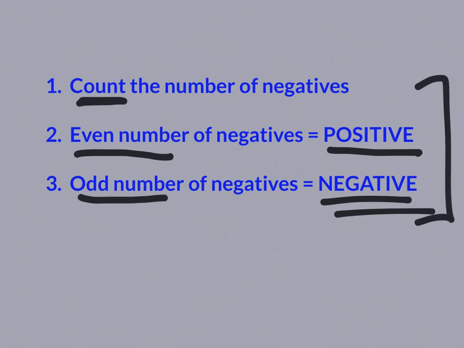So here's the basic rules for when you multiply and divide positive and negative integers. And one more time, please make sure you have all of this written down so that you don't confuse the rules for addition and subtraction with multiplication and division.